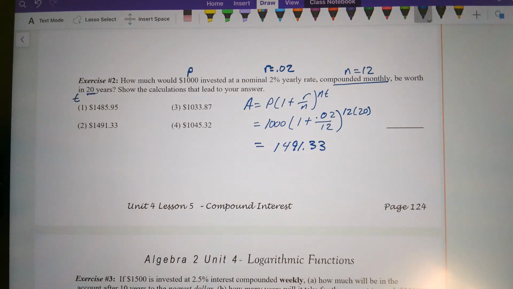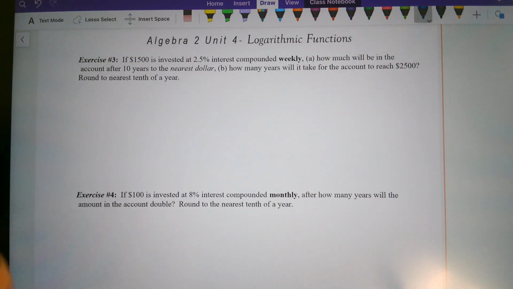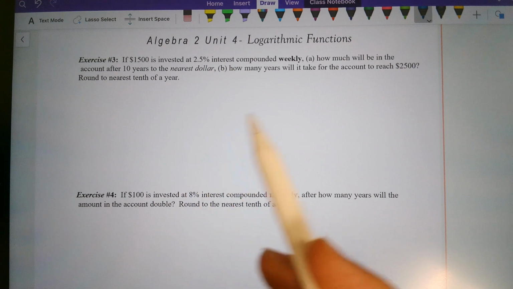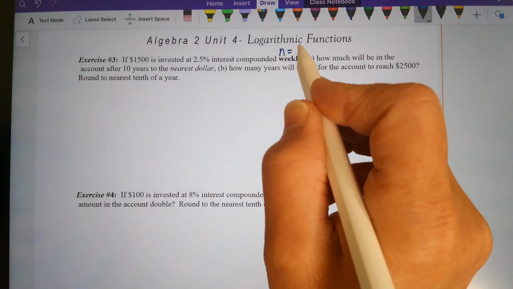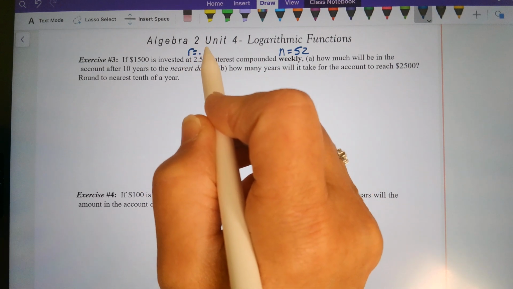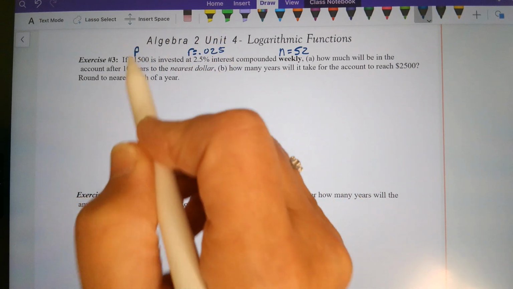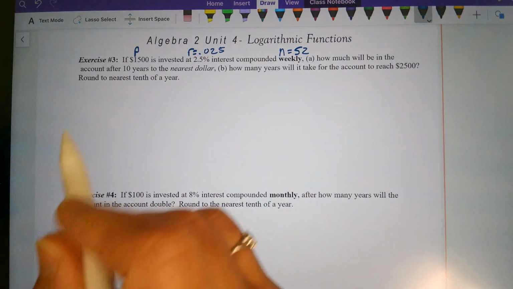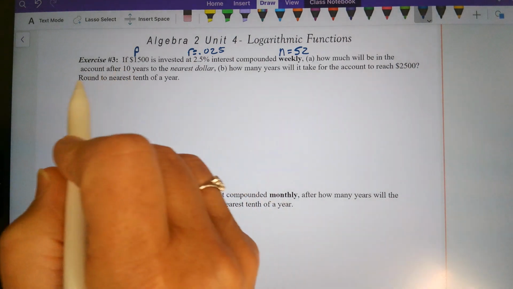Option 2. If $1,500 is invested at 2.5% interest compounded weekly, how much will be in the account after 10 years? Weekly, N equals 52, R is 0.025, and P is 1,500. And time for A is 10 years.